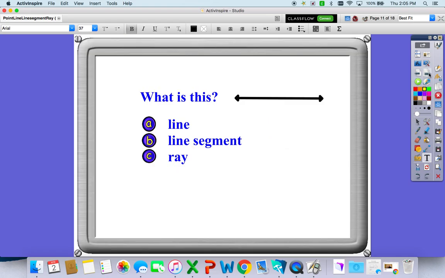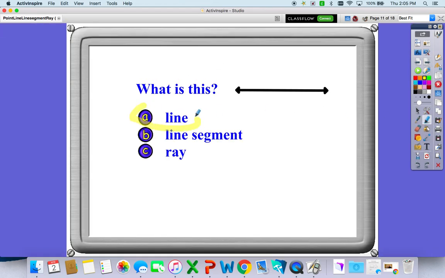All right, what is this an example of? If you said line, you are right again. You're doing so good. A line has no beginning and no end point. It goes on forever and ever.